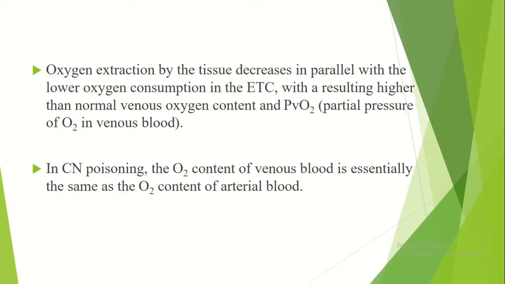And if the tissue is not going to extract oxygen, this is going to result in higher than normal venous oxygen content and partial pressure of oxygen in the venous blood. So in cyanide poisoning, the oxygen content of the venous blood is essentially the same as the oxygen content of the arterial blood, because this oxygen is not going to be extracted by the tissue.